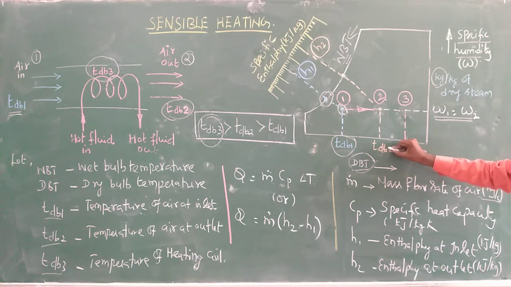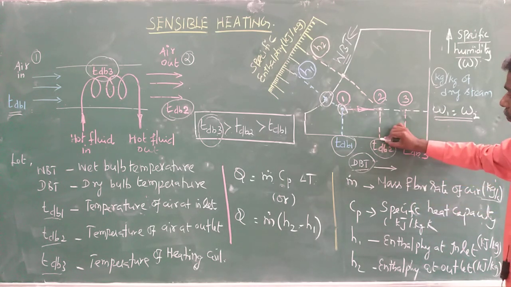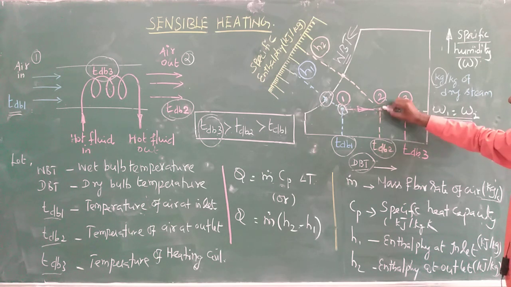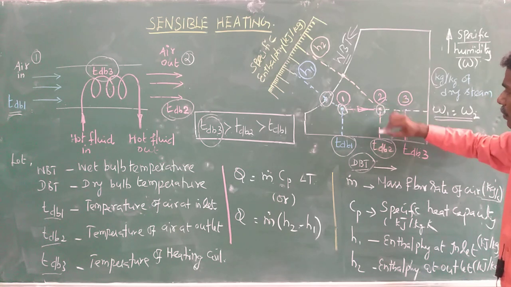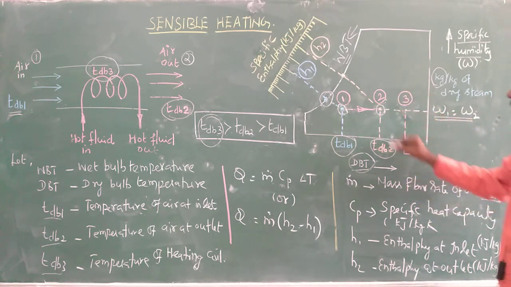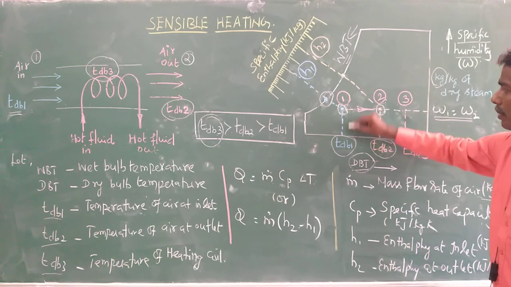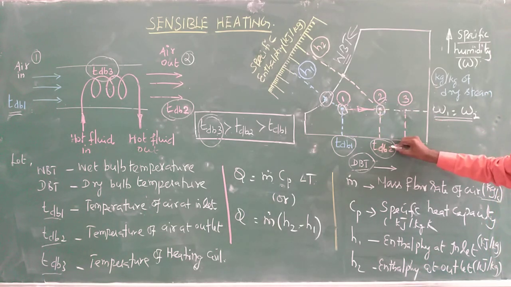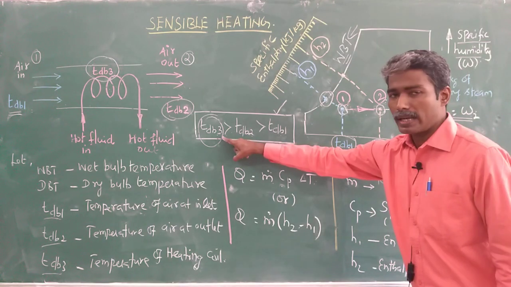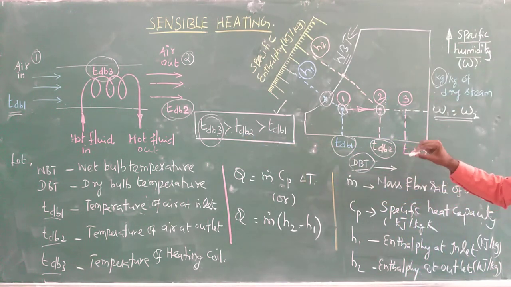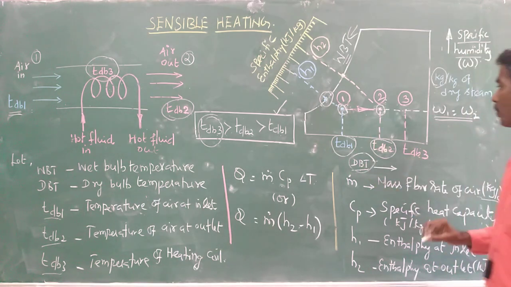Now we come to point 2. We have only the dry bulb temperature 2. If you draw a vertical line from dry bulb temperature 2 up to this horizontal constant specific humidity line, the intersection point is point 2. Okay, right. Corresponding to TDP1 we have marked point 1, and corresponding to TDP2 we have marked point 2. Then, according to the comparison statement, TDP3 is always higher. The heating coil temperature is always higher than both the air inlet and air outlet.